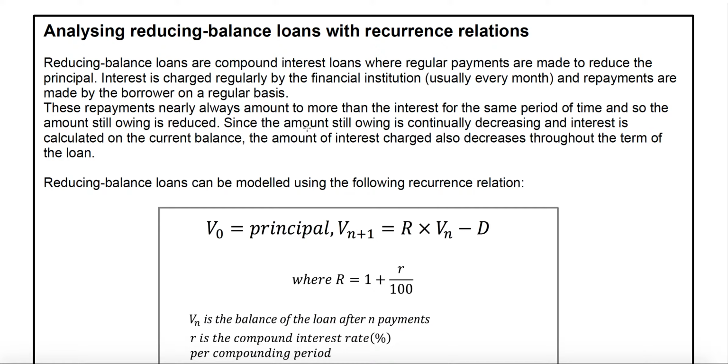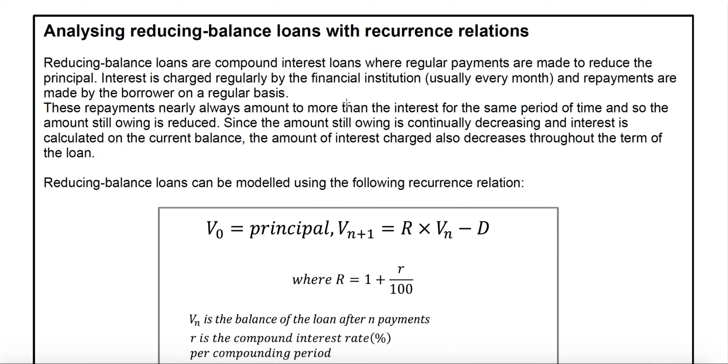So the interest is going to be charged regularly. Now, a lot of the examples are going to have this charged, I guess, monthly or fortnightly. However, just be wary that you can have this for really any time period, and you're going to see a variety of time periods. So the repayments, they nearly always amount to more than the interest for the same period of time. So what I mean by that is when you pay back your regular repayment, part of that is going to be paying the interest, but you should be paying back a little bit more than what the interest is, so that you eventually do pay off the loan.